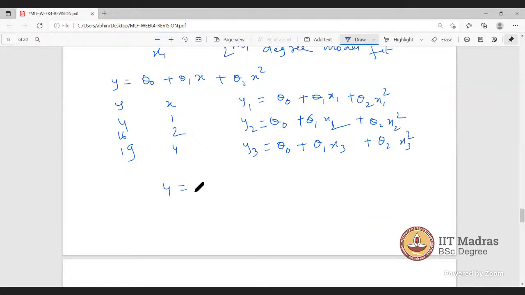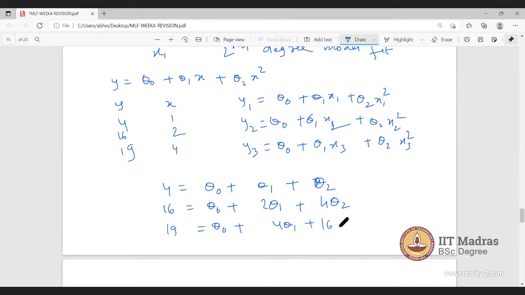4 equals theta naught plus, putting the value of x1, theta 1 plus 1 squared times theta 2. Next, 16 equals theta naught plus theta 1 into x2, which is 2 theta 1, plus 4 theta 2. And 19 will be equal to theta naught plus 4 theta 1 plus 16 theta 2, correct?